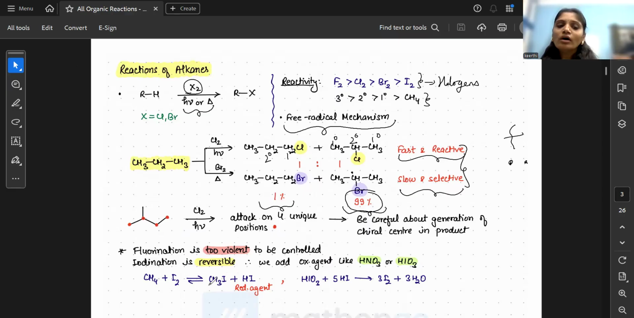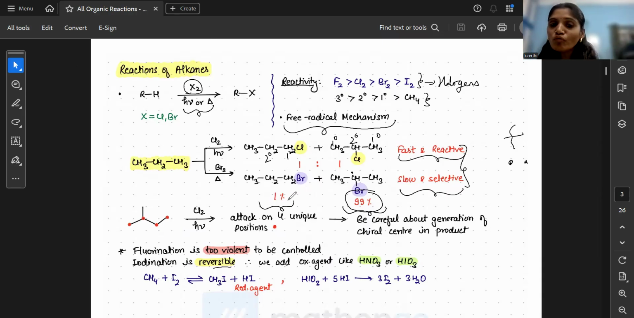And the problem with the iodination reaction is that it is a reversible reaction. If you see here, methane plus iodine gave methyl iodide, or iodomethane, plus HI. Now this HI is a very good reducing agent, so it will want to undergo oxidation. It will want to release hydrogen from itself and go back to iodine. So as soon as HI is formed, because it is a very good reducing agent, it wants to go reverse and give back iodine.